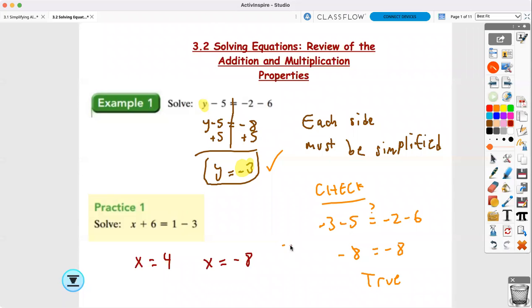So what's the first thing we have to do? Is the left side simplified, class? Yes or no? Can I combine x and 6 together? Are they like terms? It is actually not like terms. Let's just bring it down. Can I combine the right side? You can.